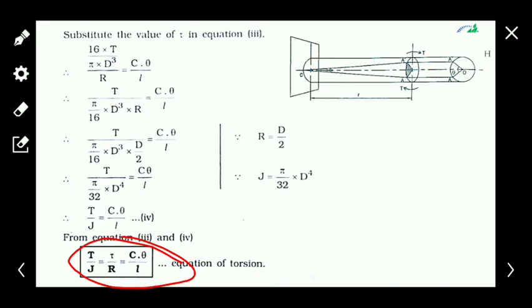In the next lecture we will discuss and solve examples related to torsion of shaft. I hope you are enjoying the video, and thank you for listening to the video. Thanks.